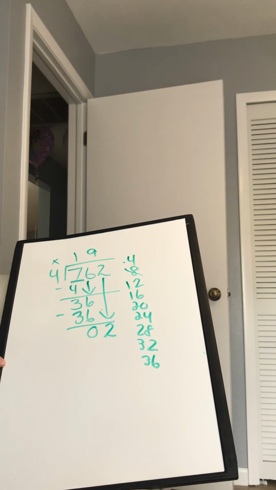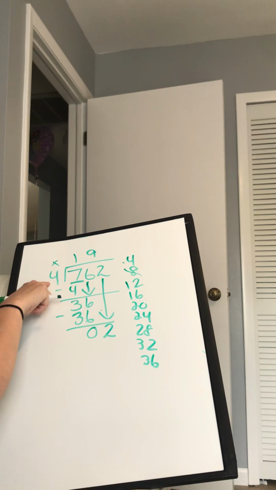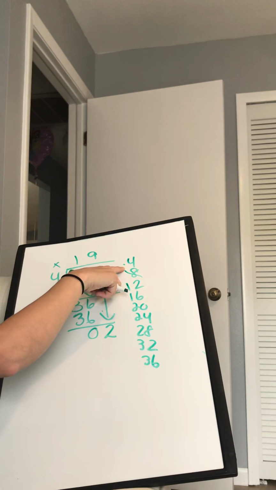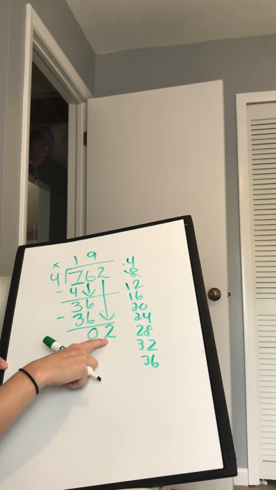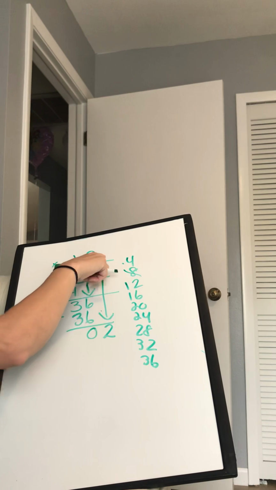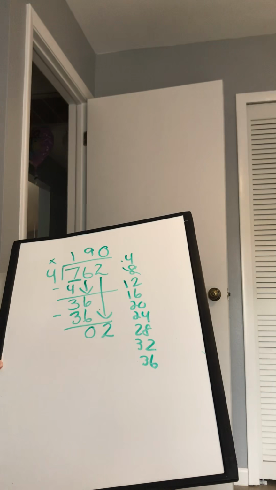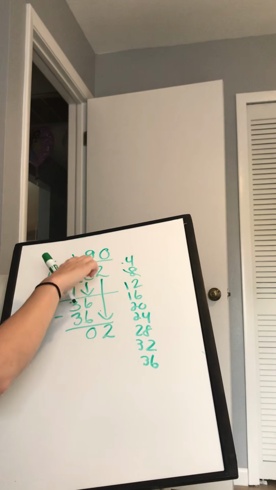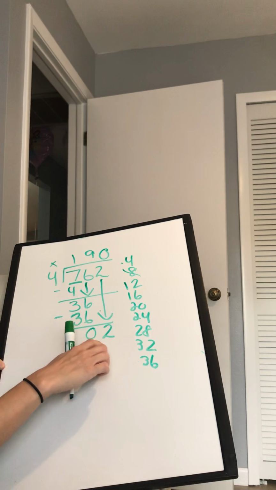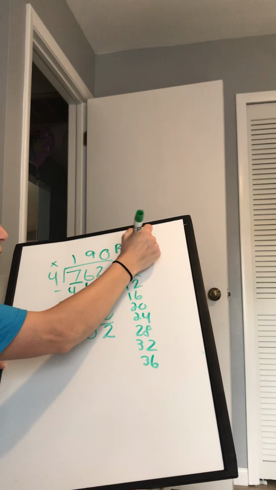That's not my final answer. After you bring down, you repeat. Start back at step 1, divide. What is 2 divided by 4? Can 4 go into 2 without going over? 4 is already more than 2, so the answer is no. So I'm going to put a 0 up there. Okay, and now my answer is 190 with a remainder of 2.